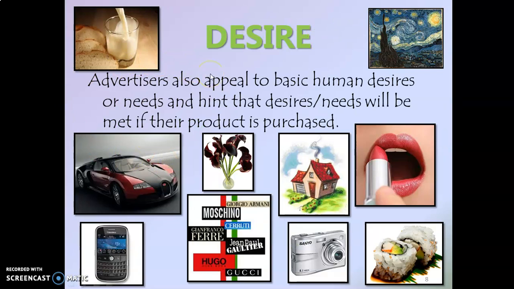Then we get to desire. Advertisers also appeal to basic human desires or needs and hint that desires or needs will be met if their product is purchased. A beautiful car, flowers, a happy home. You will be beautiful if you use this lipstick. You will be cool if you have the latest phone. You will look and feel powerful if you have these brand names. Your cravings will be satisfied. You will have a new satisfying hobby. They work on your desire to try and make you buy their products or services.